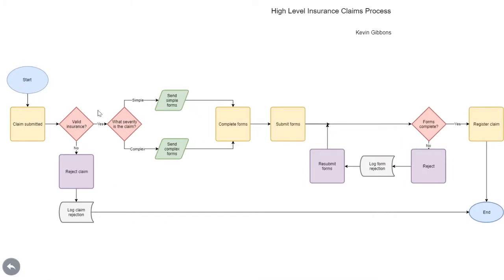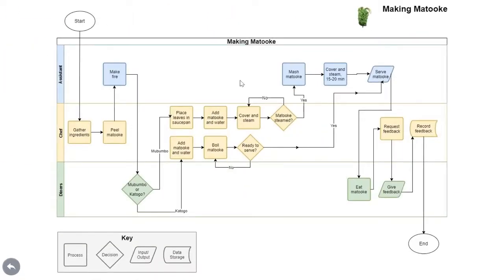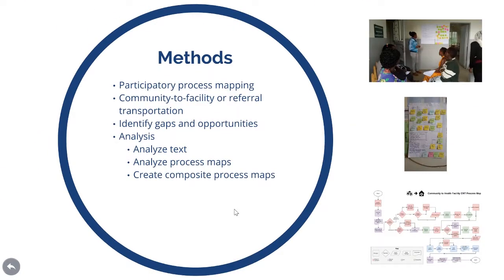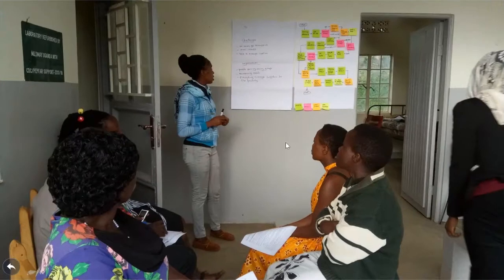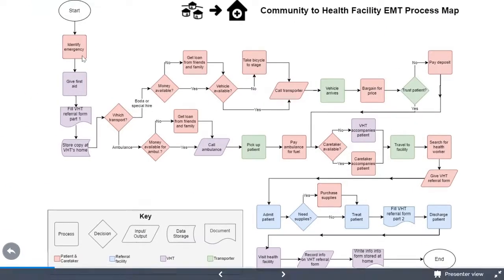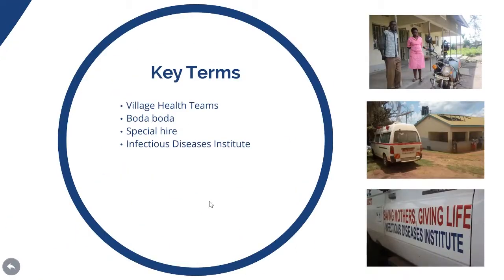The EMT baseline assessment was conducted as a research baseline in the districts of Kagadi, Kakumiro, Kasanda, Chibale, Mitiana, and Mubende in Uganda. Our goal was to understand how people access transportation in both community to facility transportation needs and referral emergencies. And then after doing that research, we identify gaps and make recommendations.